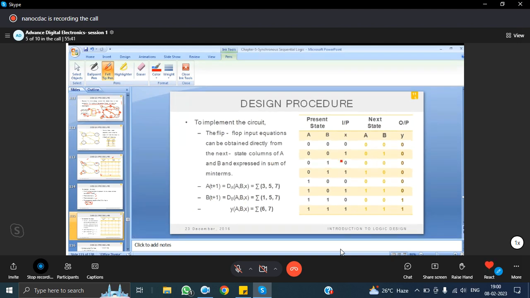So the flip-flop input equations can be obtained directly from the next state. A of t plus 1 is the next state, and this is B of t plus 1. This is A of t and this is B of t.